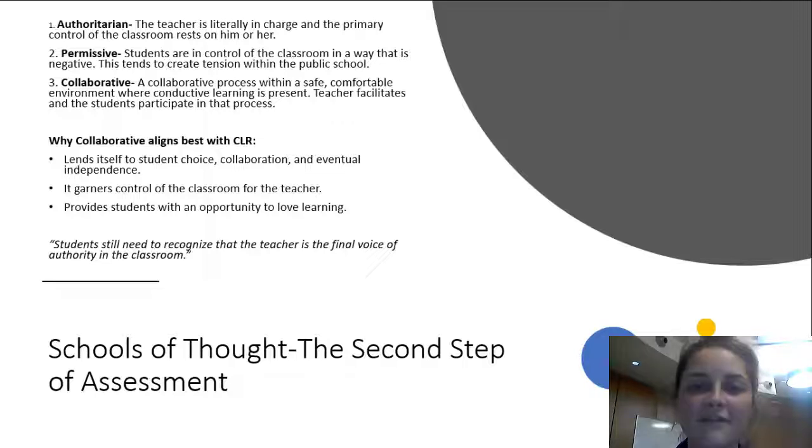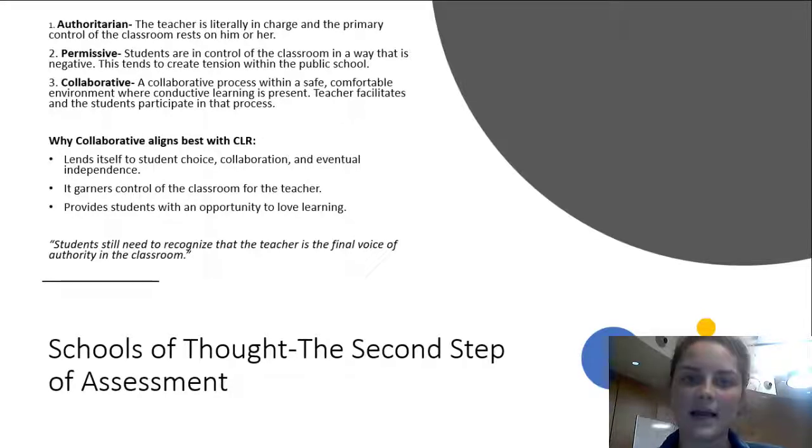So one caveat to the collaborative school of thought, however, is that it can be hard for teachers to know when it's appropriate to be authoritarian, but you still need to pull in the authoritarian side of the school of thoughts if you need to and when it's appropriate, because this quote down here says, students still need to recognize that the teacher is the final voice of authority in the classroom.